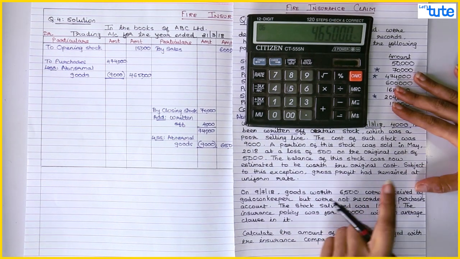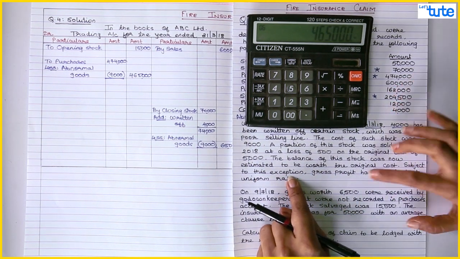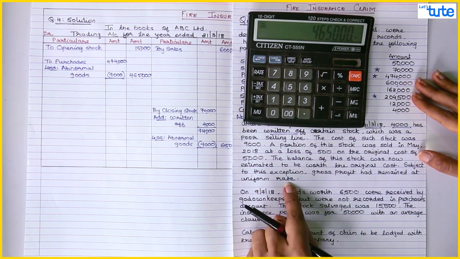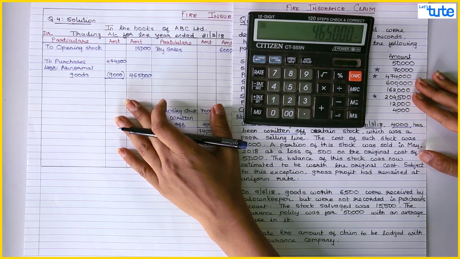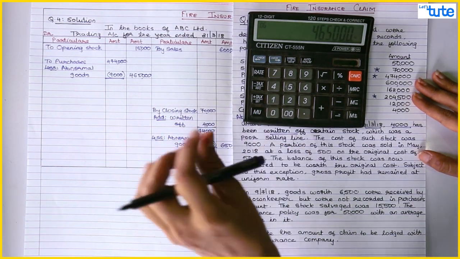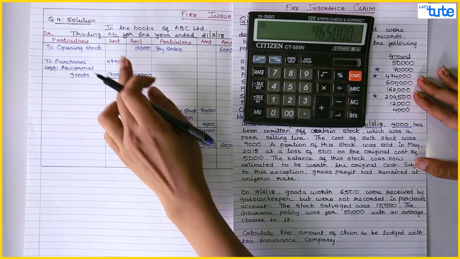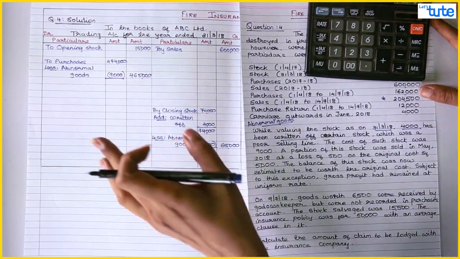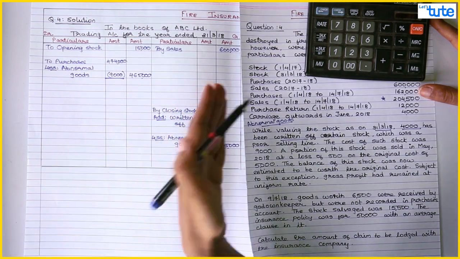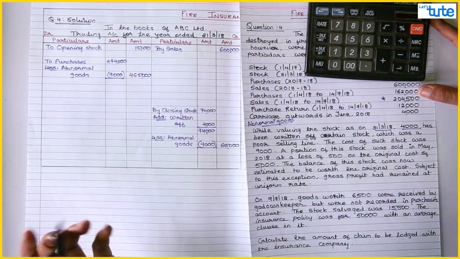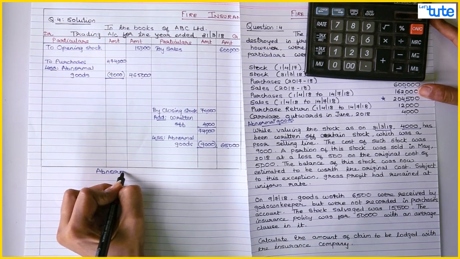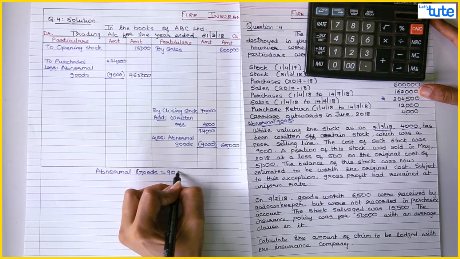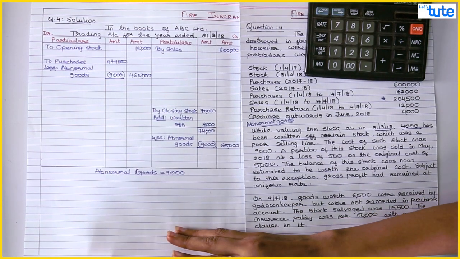And they have also specified that, subject to this exception, gross profit has remained at a uniform rate. So except for this, your gross profit on the rest of the sales is the same. So when we have done this, for opening stock, purchases, sales and closing stock, if there are any abnormal items, reduce those abnormal items from your normal items, and you can treat them separately. Abnormal goods, the cost of which is 9,000, are dealt with separately.